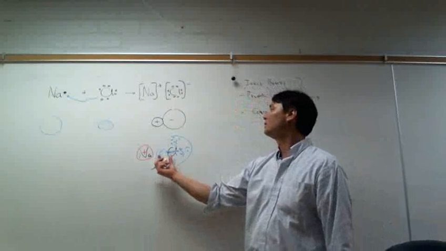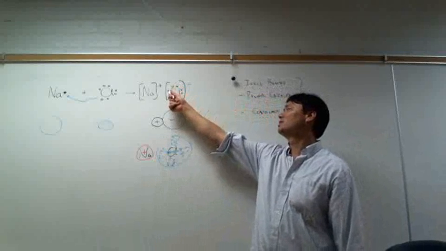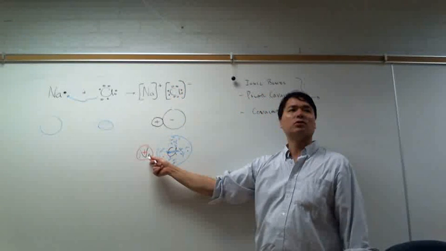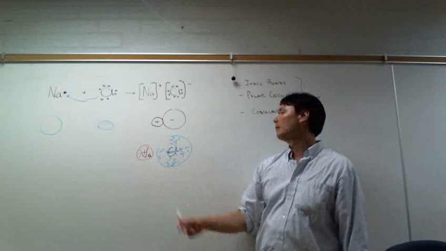So we have this here. You see all the electron density is around chlorine, the whole electron cloud. And so sodium just has the core. That's what we got.